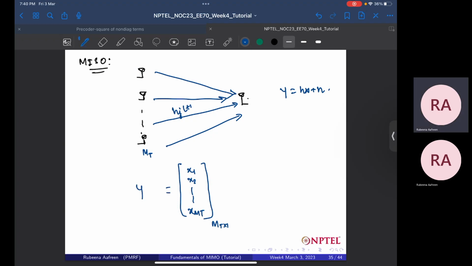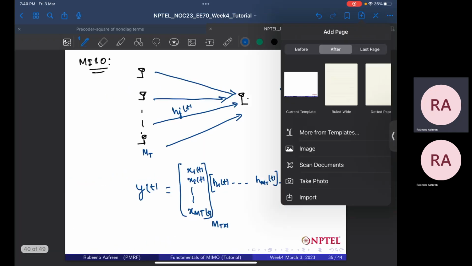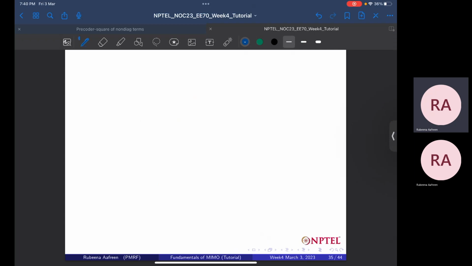And y is single. So it is all a function of time, x1(t), x2(t), like that. And since there is only one receiver, only one noise will be added. So here you can see that this will be a row vector. So this is a multiple input single output system.